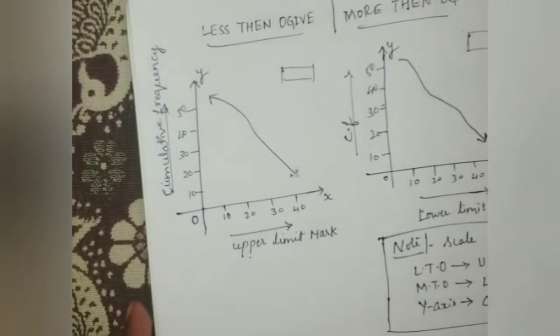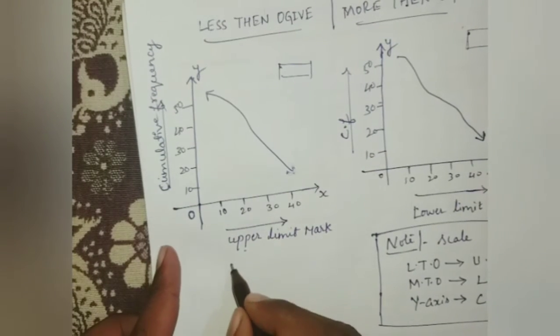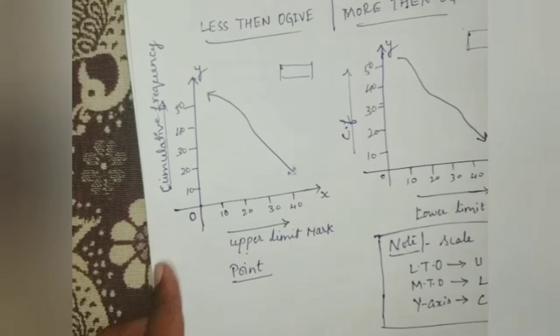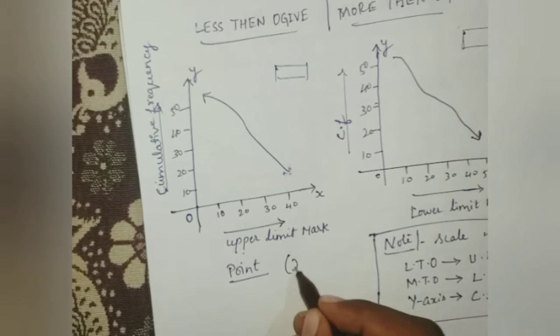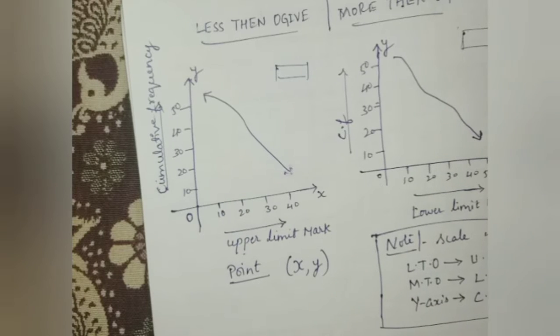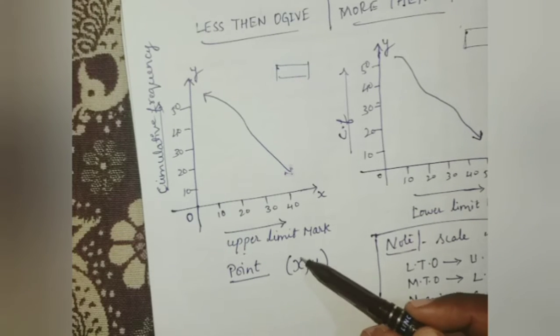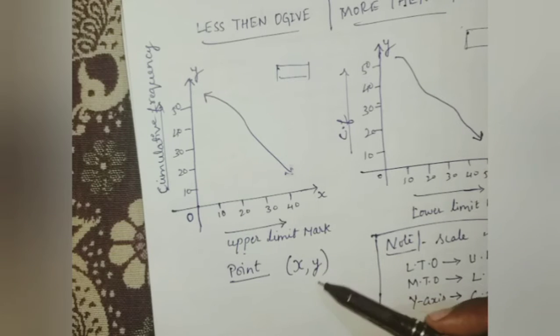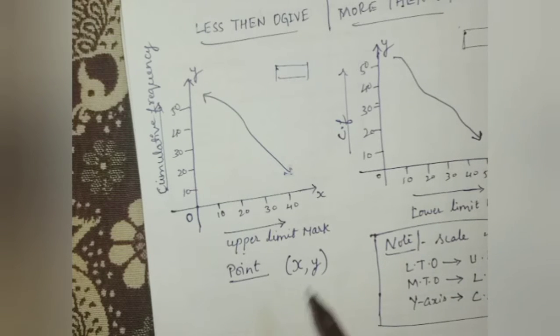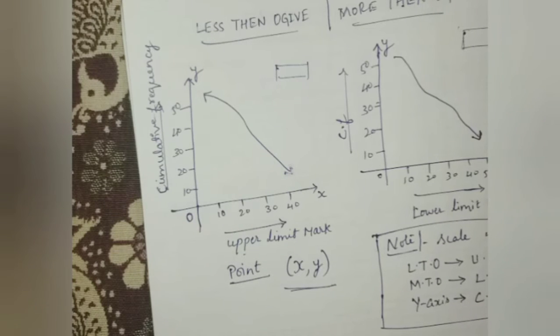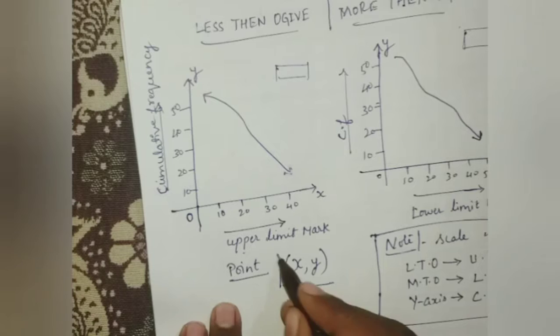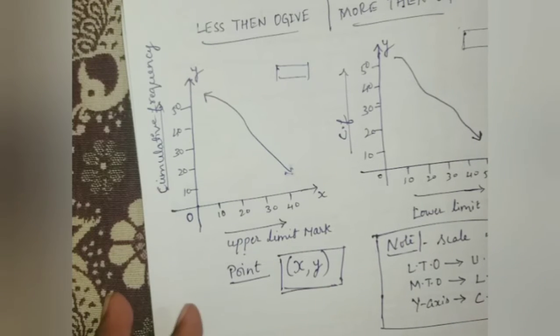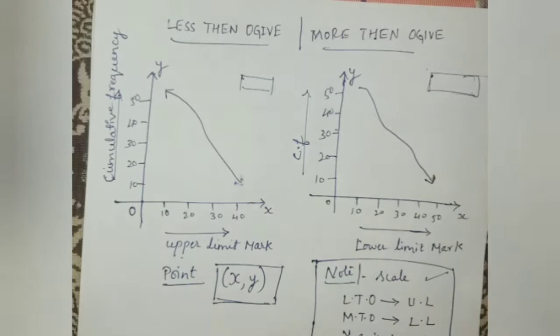You people know, in a graph, we need points to plot, right? So points will be in the form of x comma y. Whatever number we have first, we'll consider as the x value, and whatever number is second, we'll consider as the y value. So we need the points to plot a graph. This is a basic thing you need to know to plot the graph of less than and more than ogives.